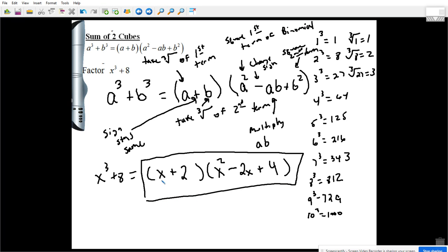This is called the sum of two cubes. The nice thing is, the only thing that changes for subtraction is the signs.